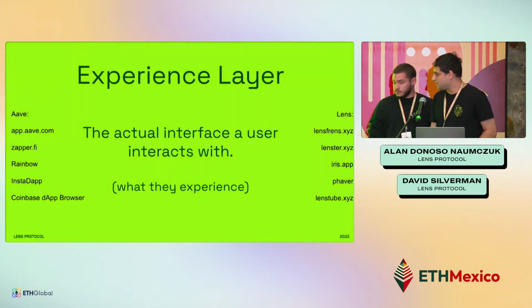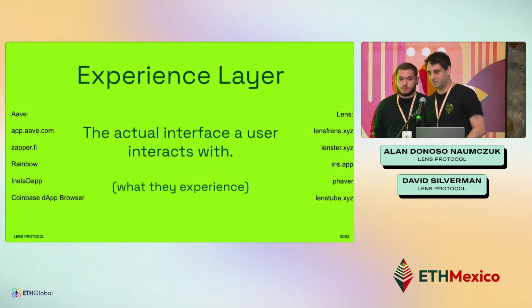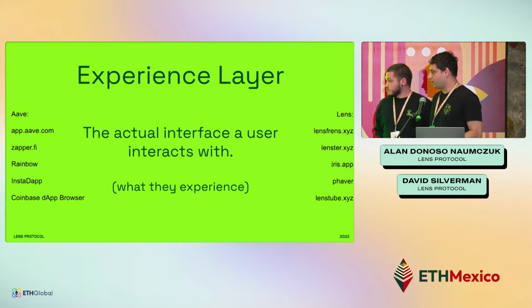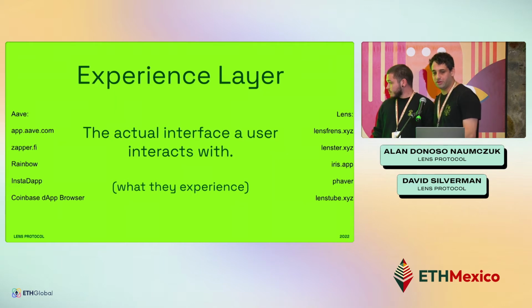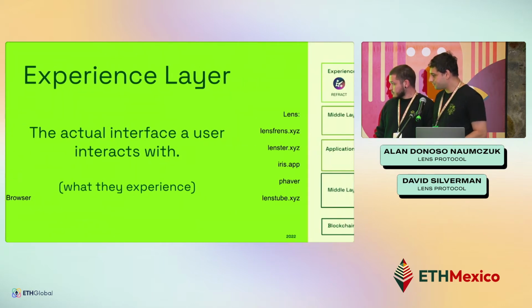So one thing we think about is that Lens allows for the building of this thing we call the experience layer, all of these amazing front ends that integrate multiple different protocols to create holistic experiences. And we've seen this a bit today. So for example, AAVE, you can access the AAVE protocol through a variety of different experiences: app.aave.com, Zapper, Rainbow, Instadapp, or even the Coinbase dApp browser. And for Lens, we're seeing the same come about. There's Lens Friends, Lenster, Iris, Favor, LensTube. These are all different experiences built with Lens and other protocols, and each is a unique experience.